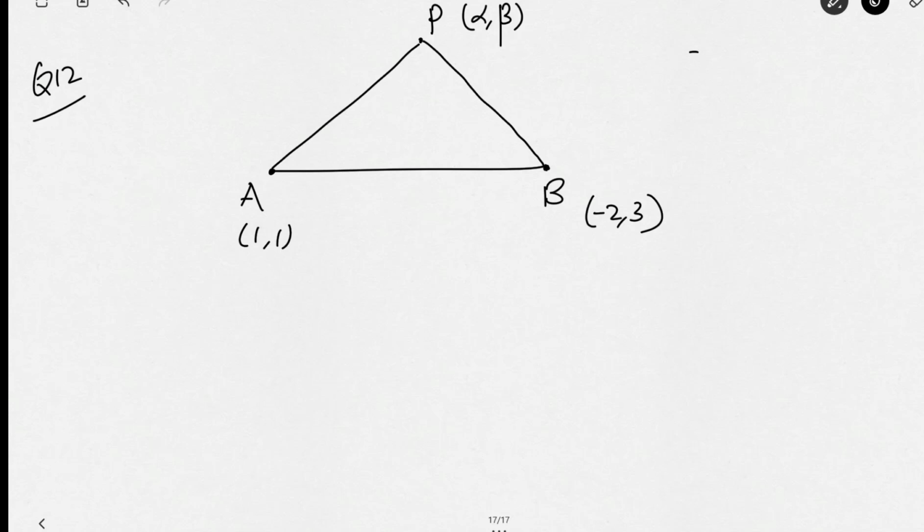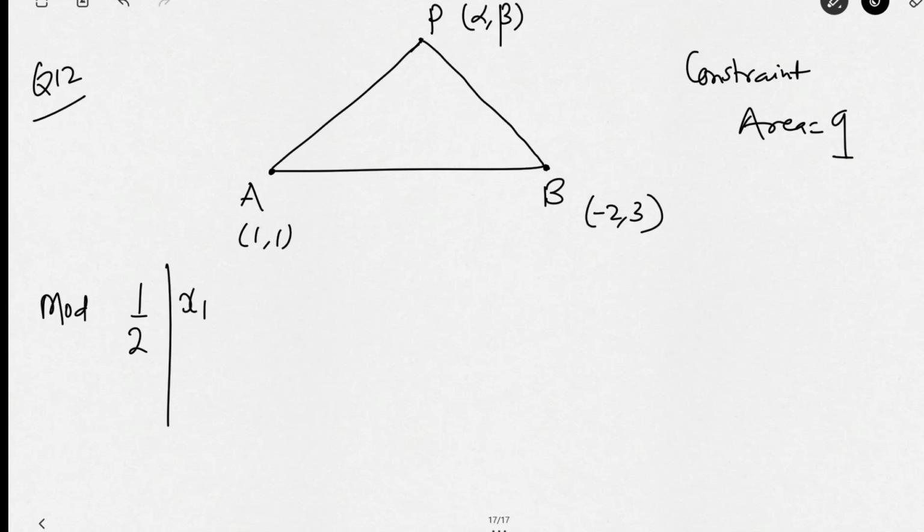And what is the constraint here? Constraint is area of triangle is 9 unit. All right, so this is also a very simple question. You need to just apply the area of triangle formula, but just be careful that area of triangle is always mod of 1/2 of the formula, which is this one, right? x1 x2 x3, y1 y2 y3, 1 1 1.